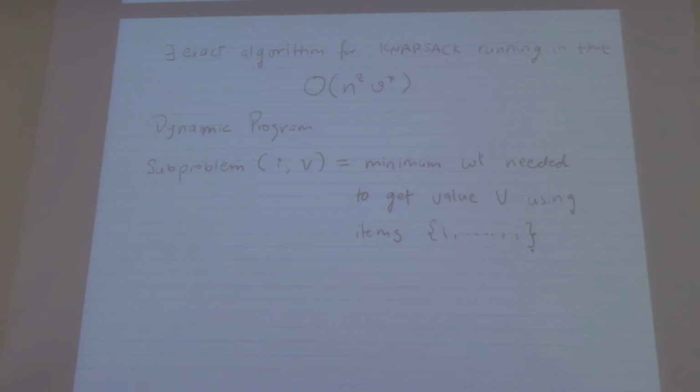So I had outlined a dynamic program for knapsack earlier, and there I said the state was I comma W, and that was the maximum value you can get if you have items 1 through I and weight W. Here I'm flipping it around and saying, fix a set of items 1 through I and a target value V. What is the minimum weight that I need to get that? Okay.